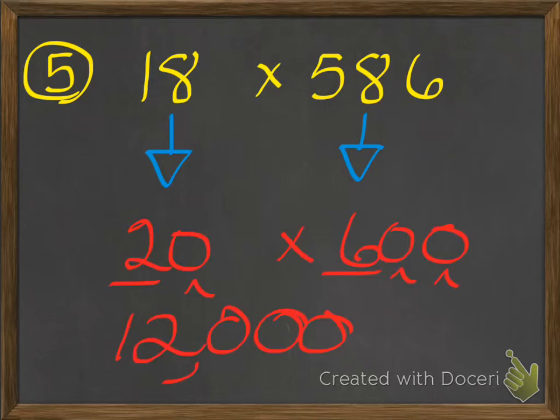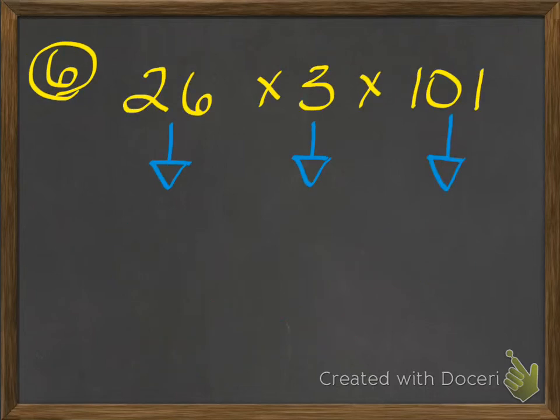I rounded 18 up to 20, and 586 rounds to 600. Then I multiplied 2 times 6 to get 12, and tacked on 3 zeros. Number 6, 26 times 3 times 101.